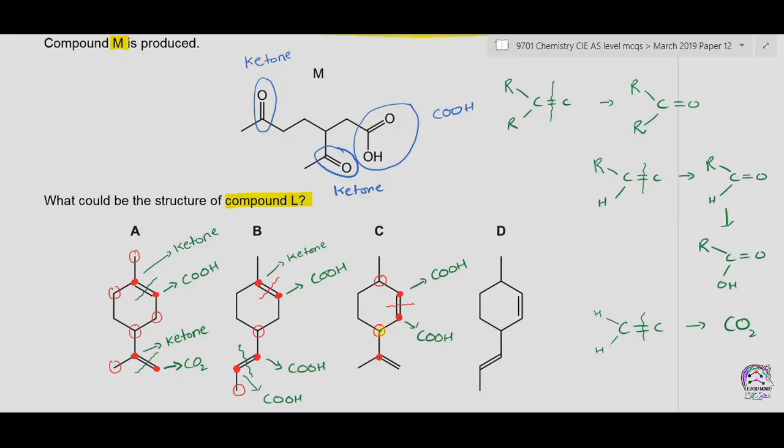Now this carbon atom has 2 alkyl groups directly attached, so it will convert into ketone. And this carbon atom has 2 hydrogen atoms attached with it, so it will form carbon dioxide. In part D, again we have this carbon and this carbon. Both will convert into carboxylic acid. This carbon and this carbon, these both will also convert into carboxylic acid functional group.